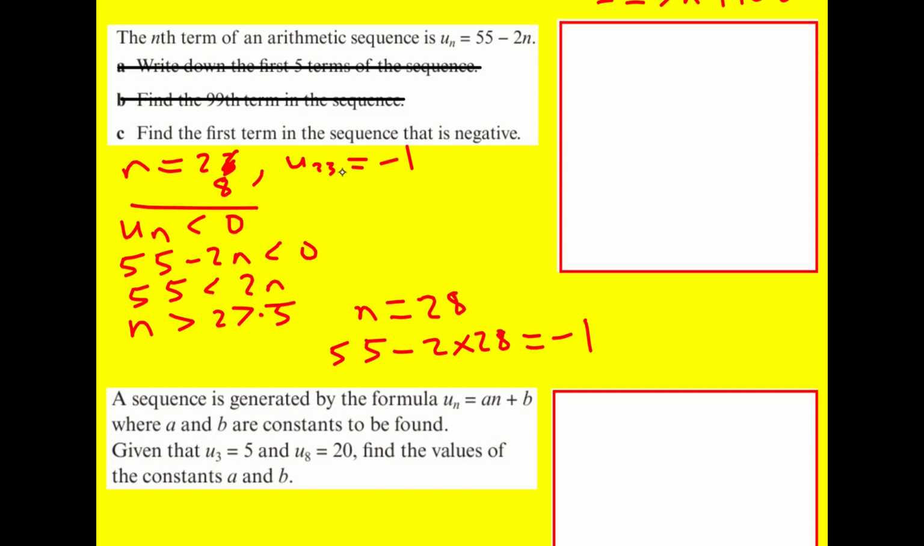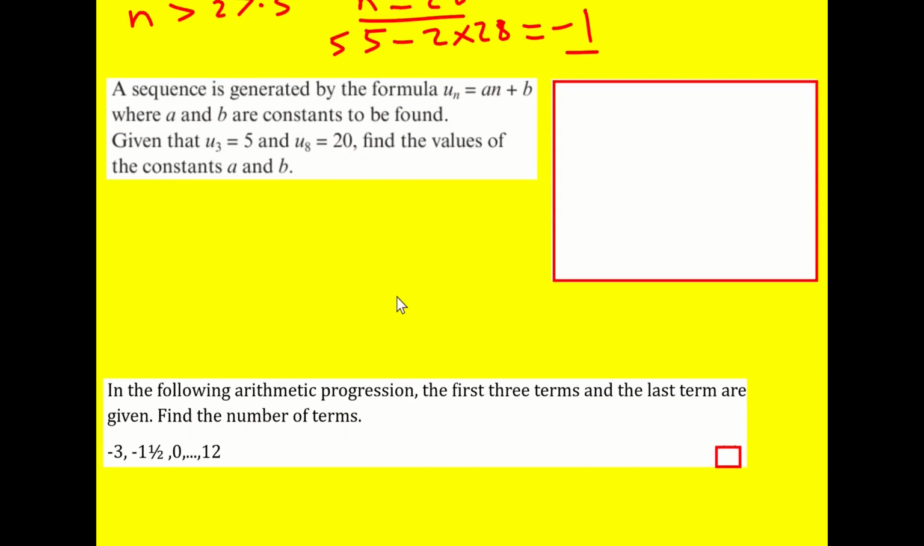So this is the quick way, which I messed up. Sorry about that. This is a slower way. I get a decimal. I need to convert it into a whole number. In both cases, we do get n equals 28 and get minus 1.